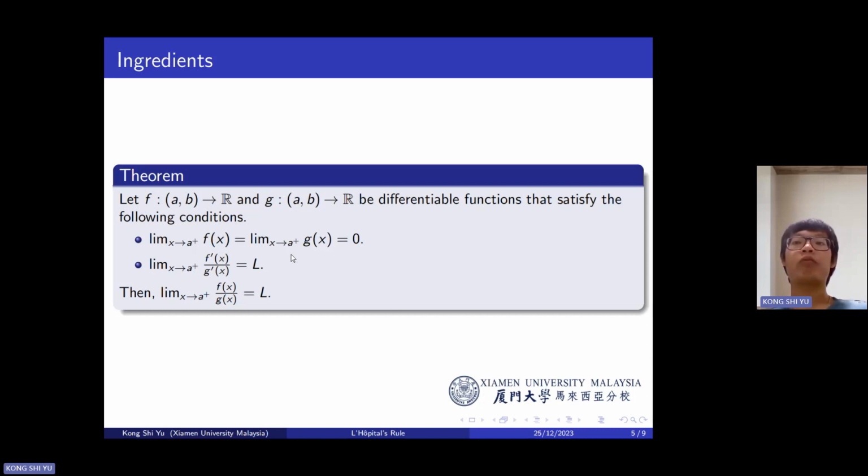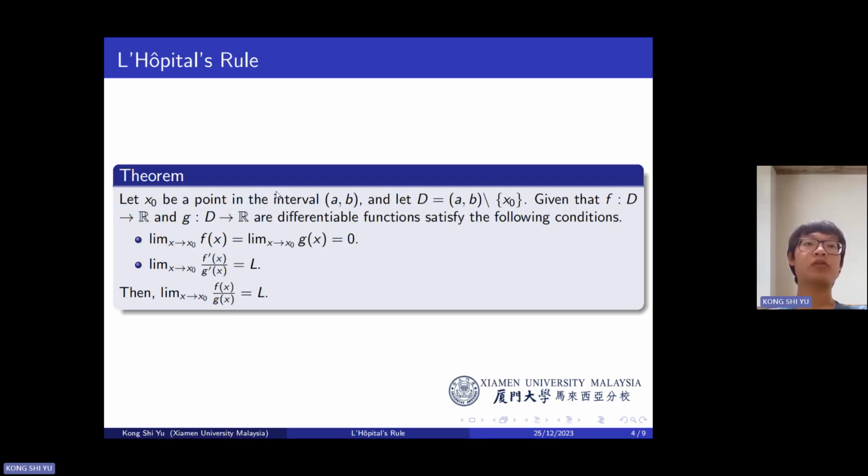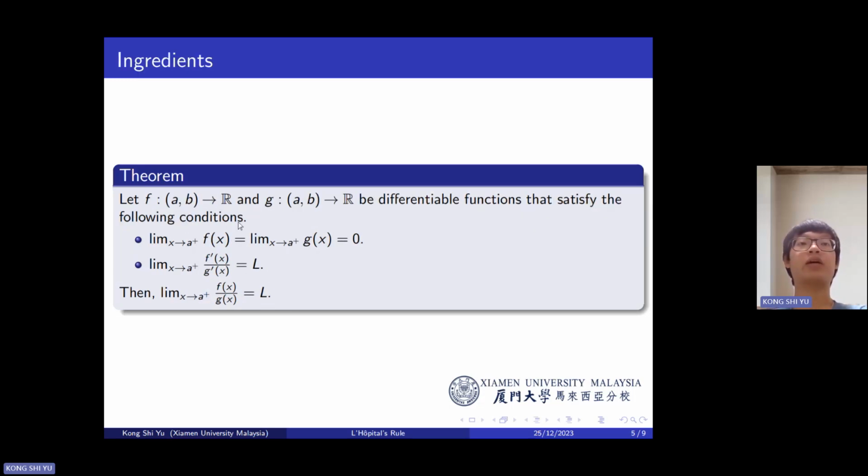Now, before we get into the proof of L'Hopital's rule, we'll be looking at a slightly weaker version of L'Hopital's rule. What is the difference between this theorem and the previous theorem? L'Hopital's rule is a generalized version which is a combination of right and left-handed limits. This theorem only cares about the right-handed limit. Actually, there is a similar version for the left-handed limit as well.